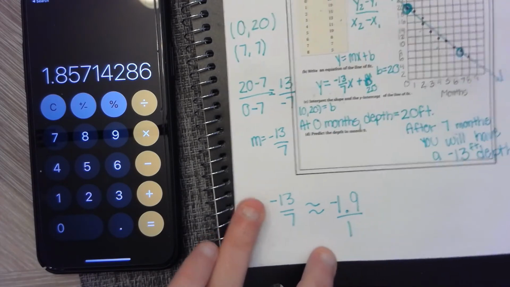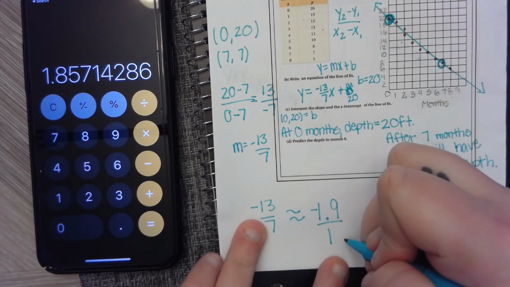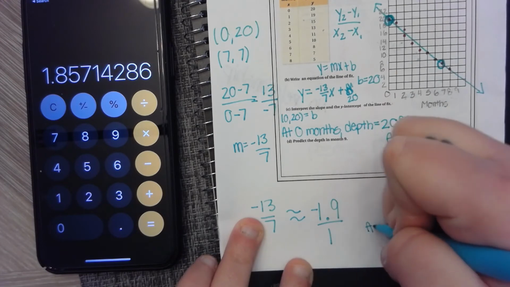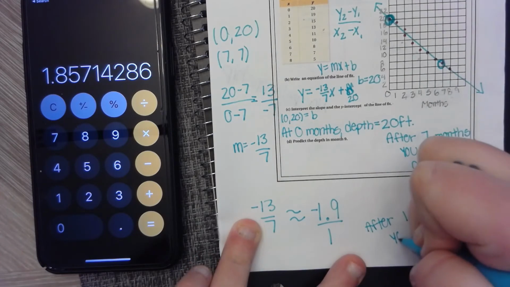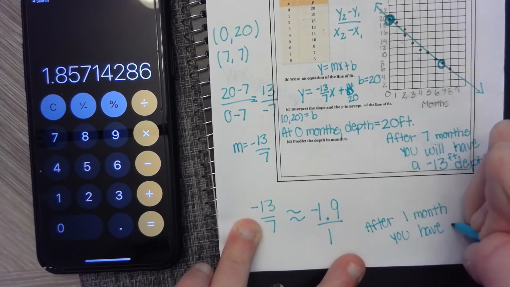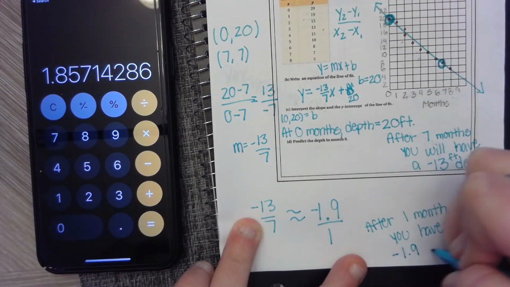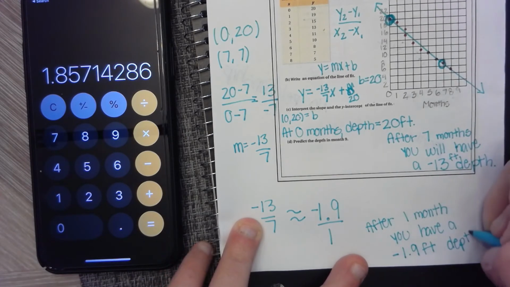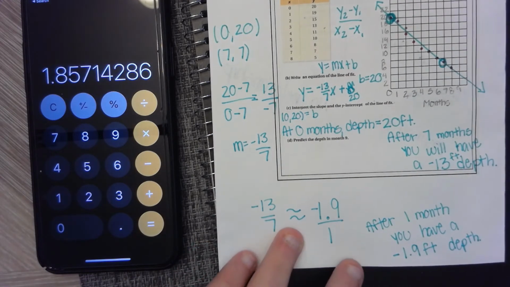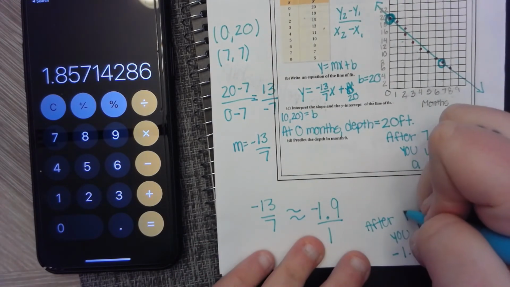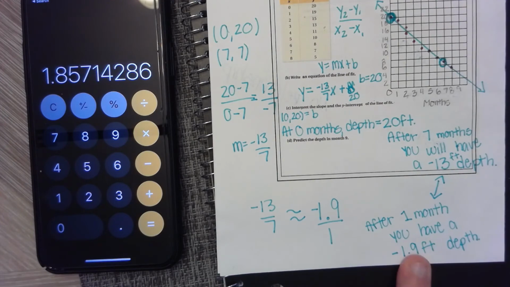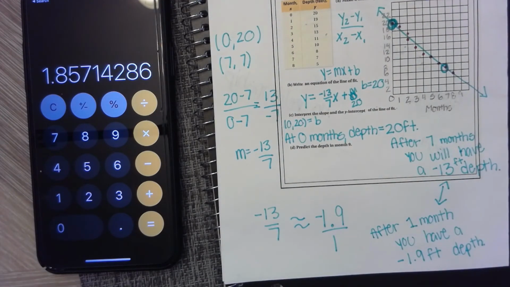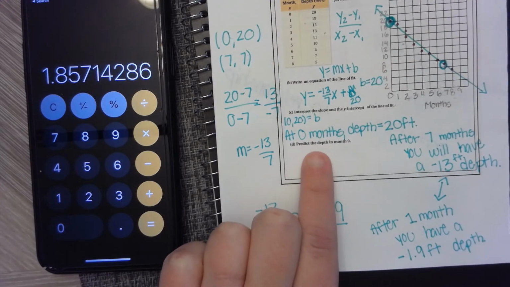If I were going to interpret this slope, remember that my x's are months, so this one would be after 1 month, you have a -1.9 foot depth, meaning we go down 1 and 9 tenths. So either way you interpret the slope, I'm fine with it, whether you want to give me the unit rate version or whether you just want to interpret a slope that you create.